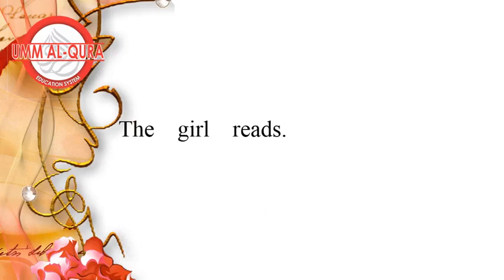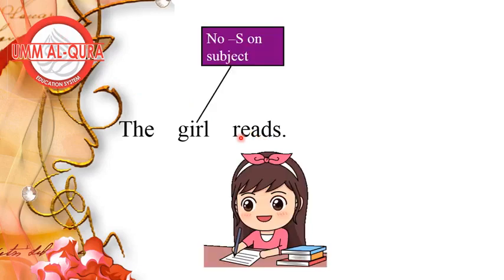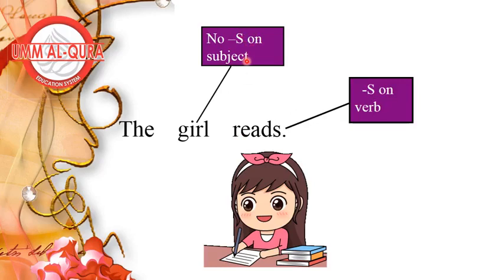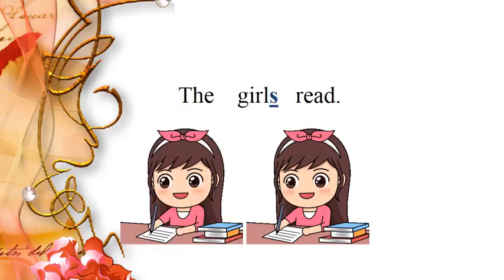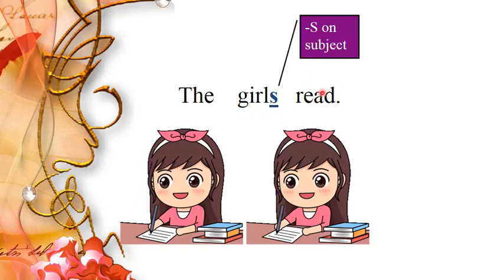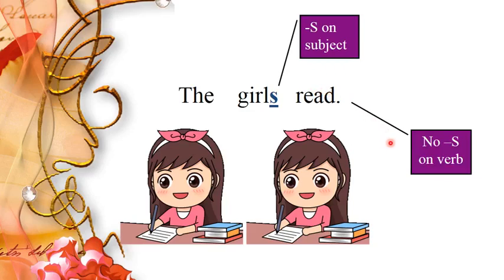The girl reads. Girl is singular, a noun, and the verb ends with s. As you can see, girl, singular, no s on the subject, but we have s on the verb. So this is subject verb agreement. The girls read. Girls is plural. Its verb read doesn't have any s. S on the subject, as I already explained, and there is no s on the verb.